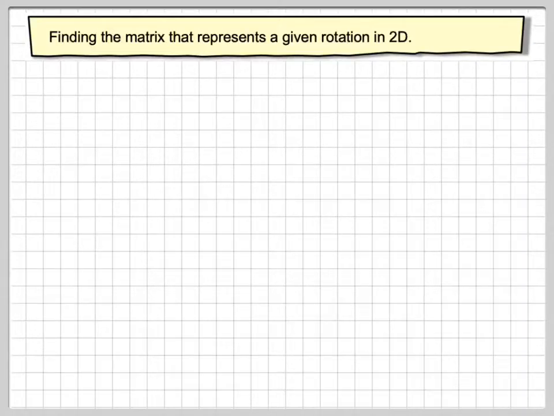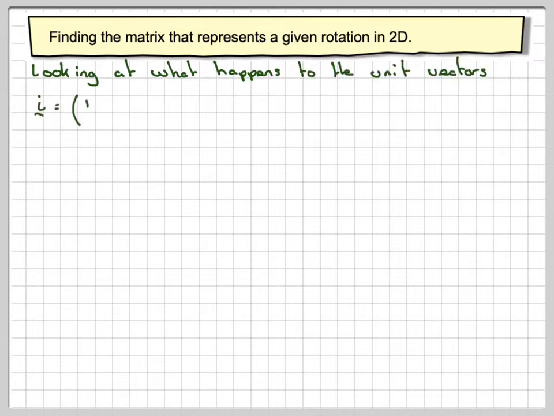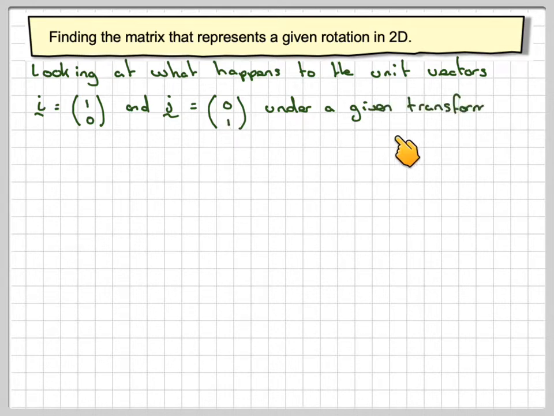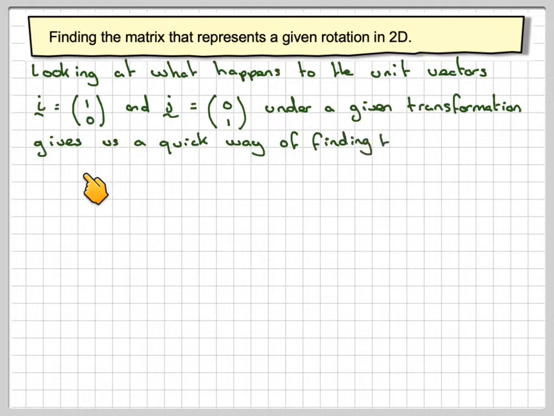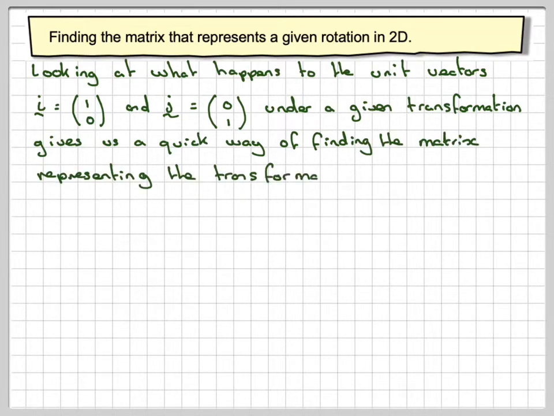Right, in this video we're going to find the matrix that represents a given rotation in 2 dimensions. Also it works for reflections and enlargements, which we'll look at in a later video. So if you look at what happens to the unit vectors i, (1, 0), and j, (0, 1), under a given transformation, it gives us a quick way of finding the matrix representing the transformation.